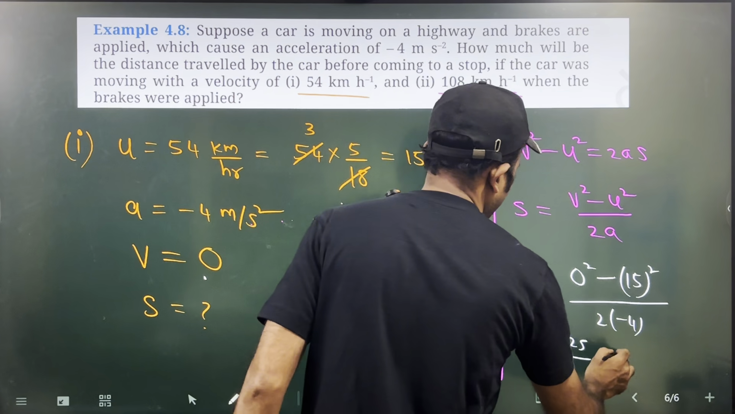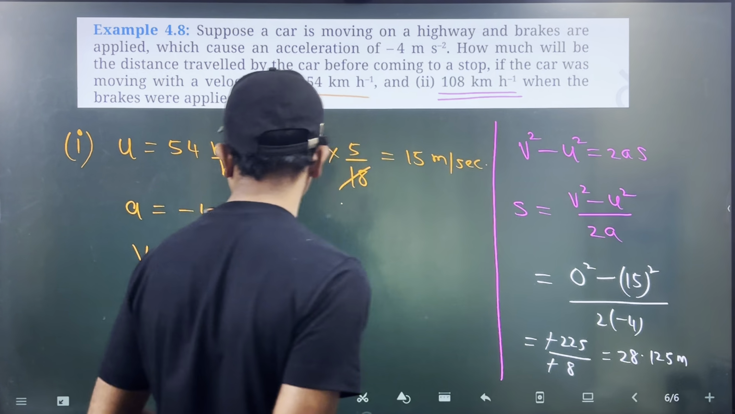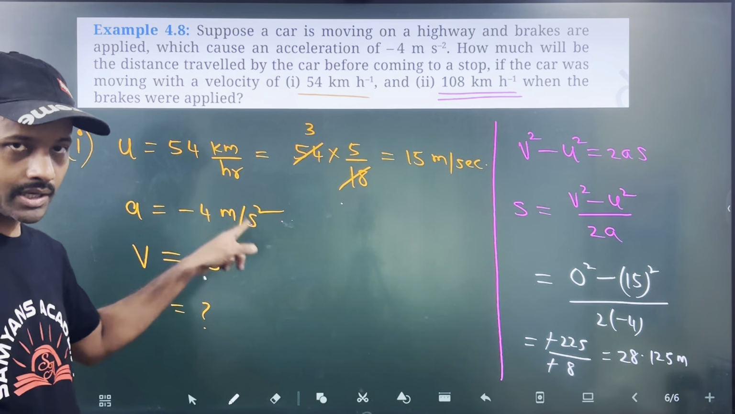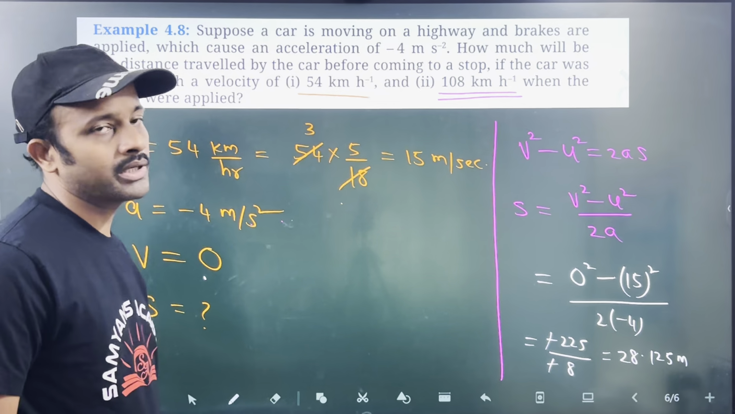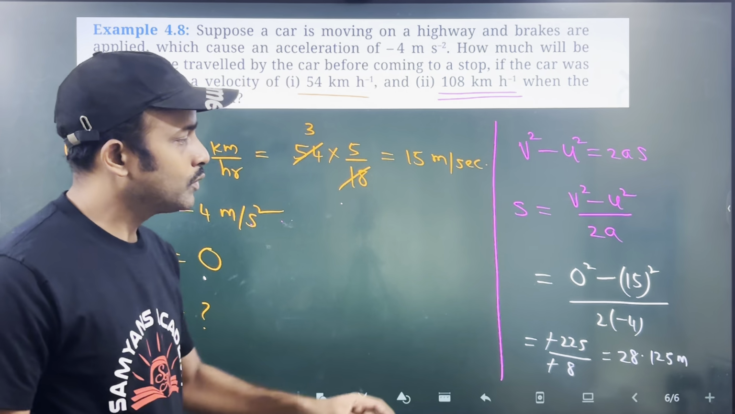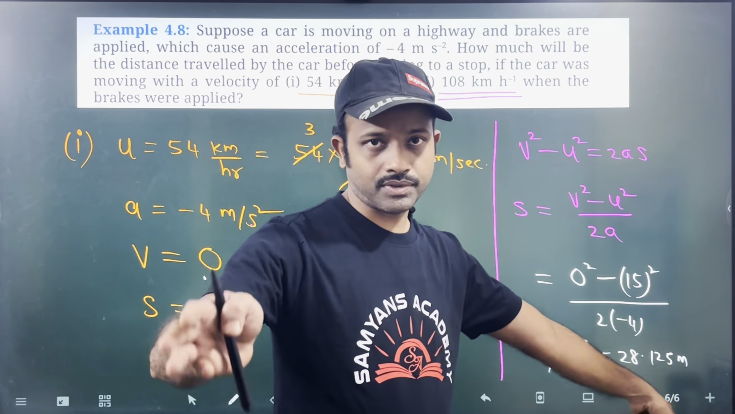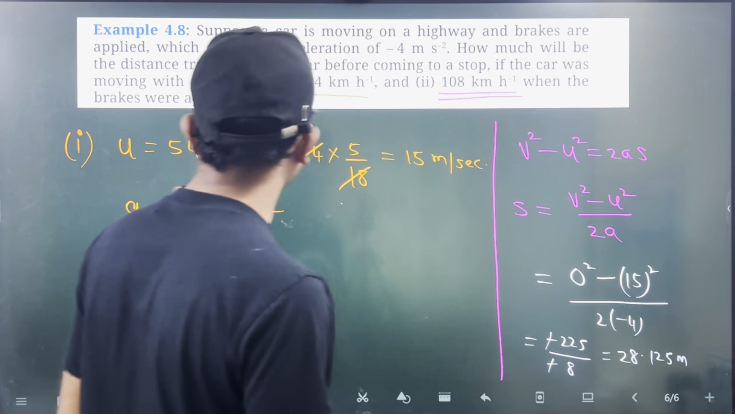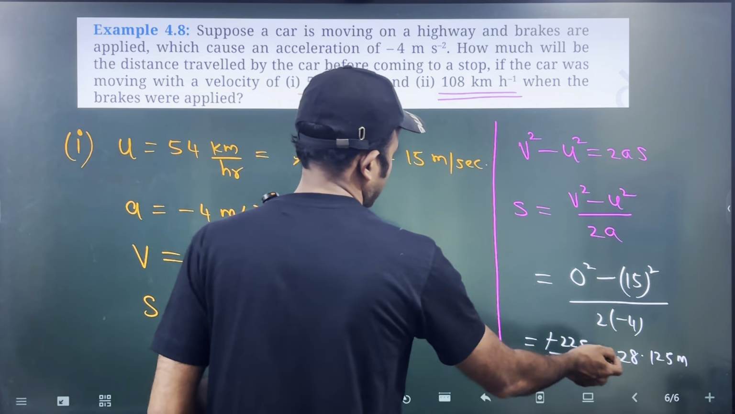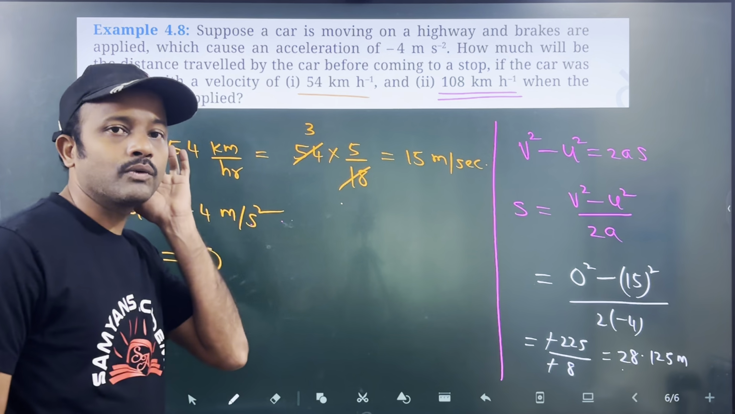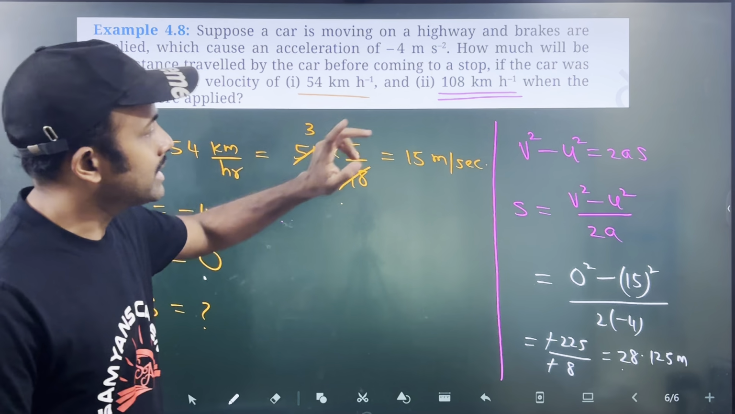28.125 meter. The stopping distance after applying the brake, when the car moves with this much speed, 54 km per hour, after applying the brake with acceleration minus 4 meter per second square, the car moves up to the distance 28.125 meter, then it stops. So in the first situation, we got the stopping distance of the car as 28.125 meter. Okay, similarly you do for the second situation.